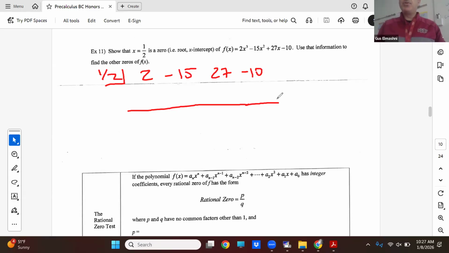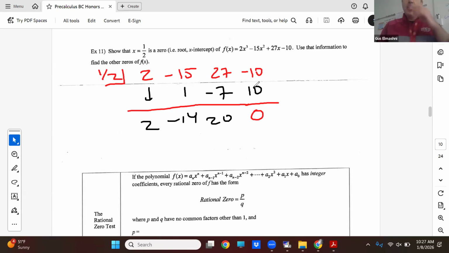So if you're told 1/2 is 0, what do you expect the remainder to be? 0, right. So how do you prove it? Just do the synthetic division, right? Bring the 2 down, multiply, add, multiply, add should all work out nice and neatly. So you get that right. Now, they say use that information to find the other zeros. So I've now broken down this polynomial. See what you've done. What does all this represent? This is f of x divided by what?